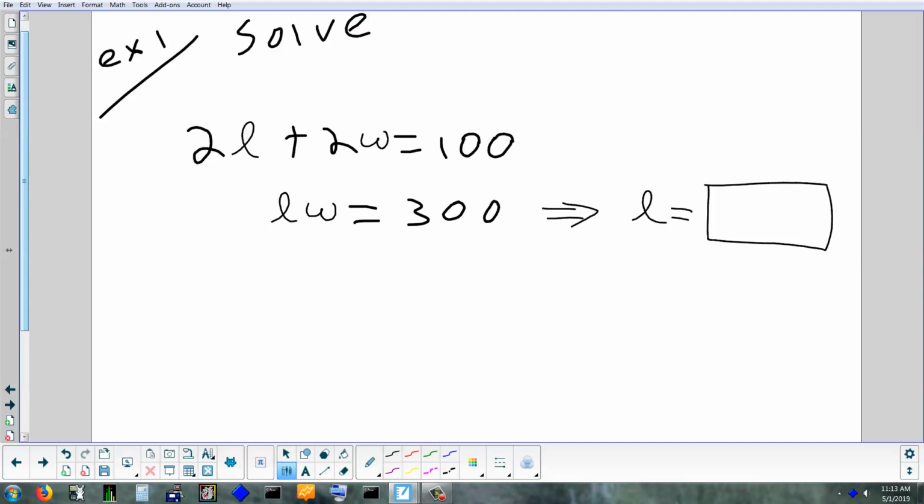So now I want to know, using the bottom equation, what does L equal? 300 over W. Yep, 300 divided by W. Now, all we have to do is find W, and then I have a formula right here that'll give me L. Once I know W, L is 300 divided by whatever W is. Okay. Now, Carolyn, what am I going to do with the 300 divided by W?